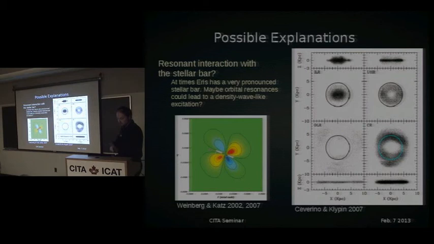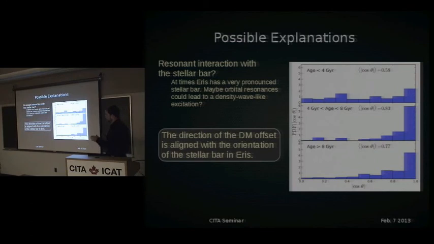So the reason why I bring up this bar as a possible explanation is that I found that the direction towards this dark matter offset happens to be aligned with the direction of the stellar bar. I can go into the simulation, know at every time the orientation of the stellar bar, and calculate the vector from the galactic center to the dark matter offset. And I can calculate the distribution of angles at different times. At early times, when there isn't really this offset, it's pretty statistically uniform. But once this offset becomes dominant, it's very clearly aligned, so the angle between the two is close.